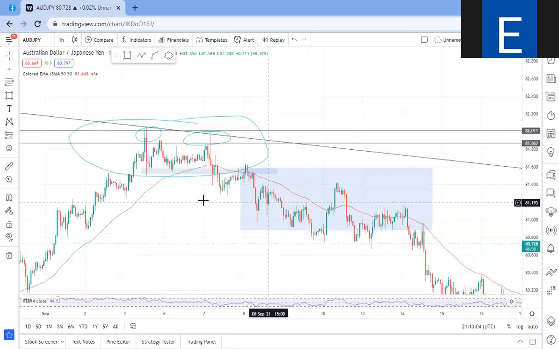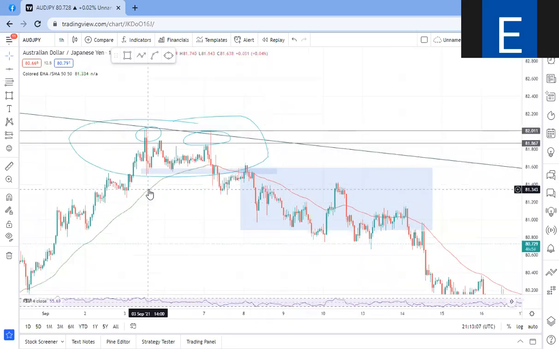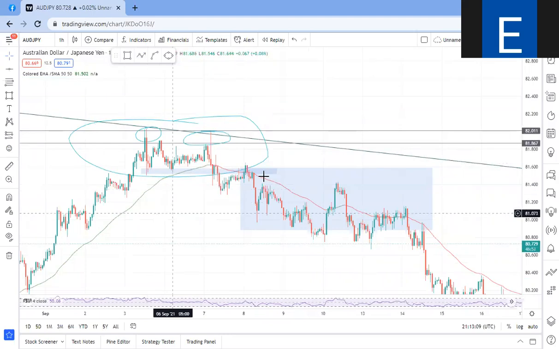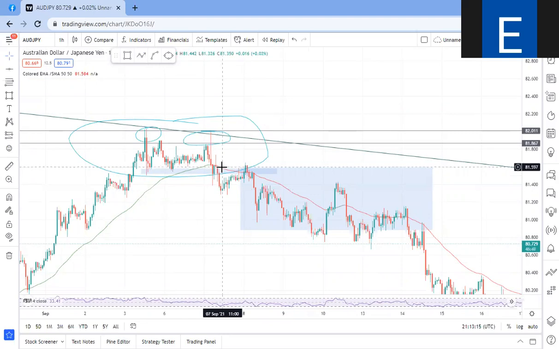4 confluences, in fact, 5 confluences. You can see my moving average. This moving average, I don't use it. It doesn't give me a signal. I use it for confirmation.